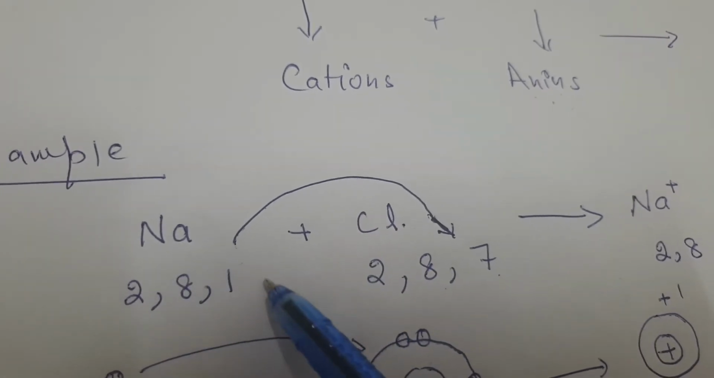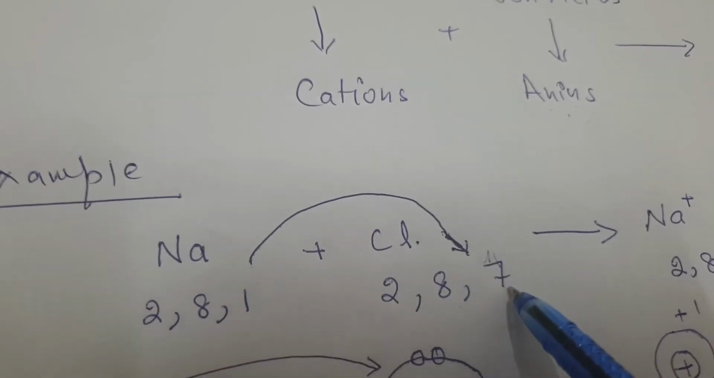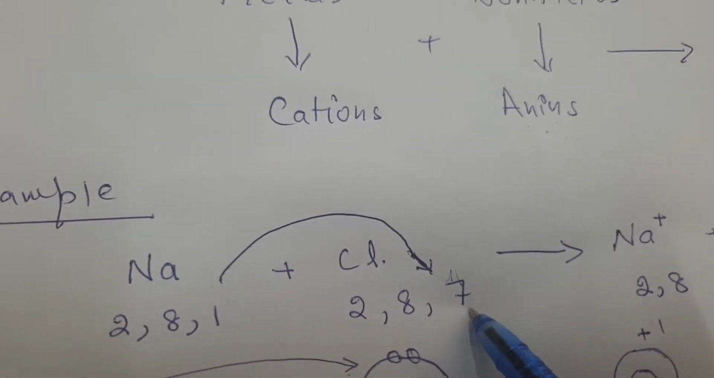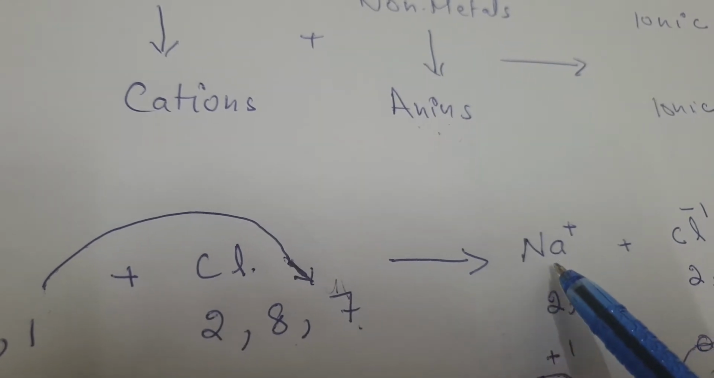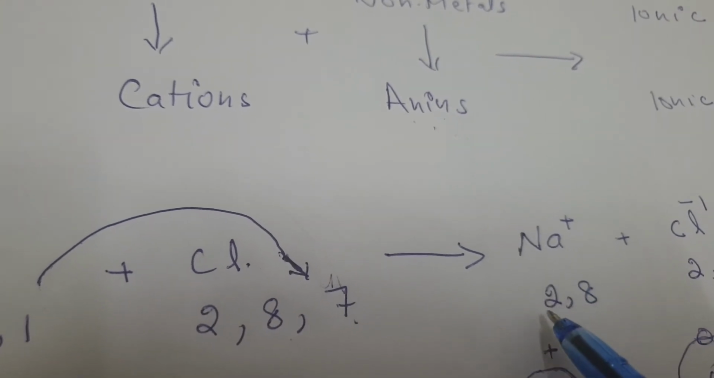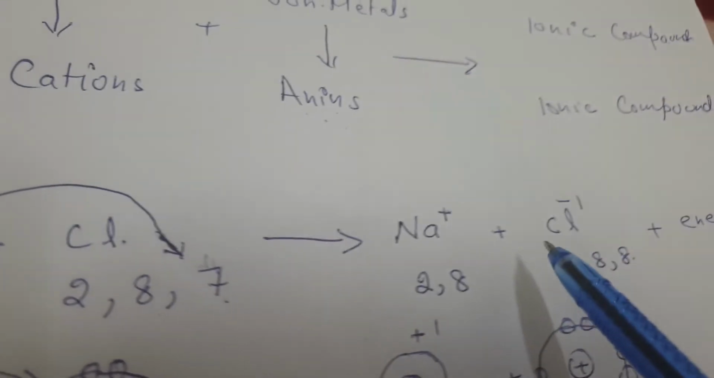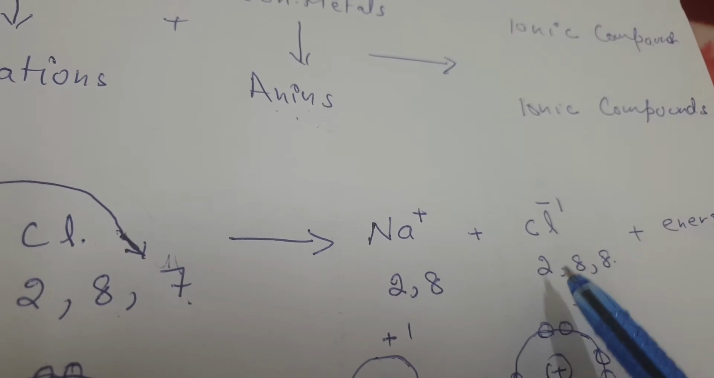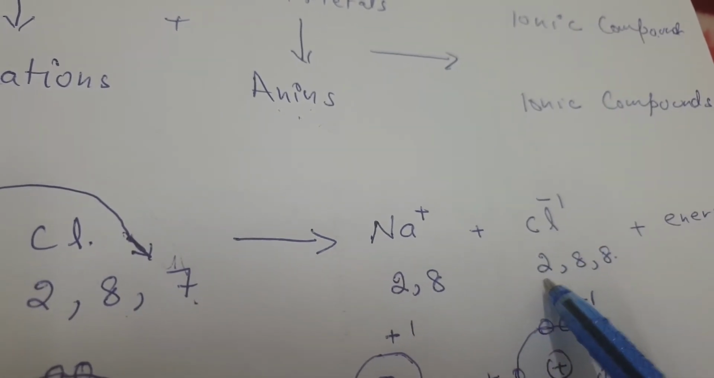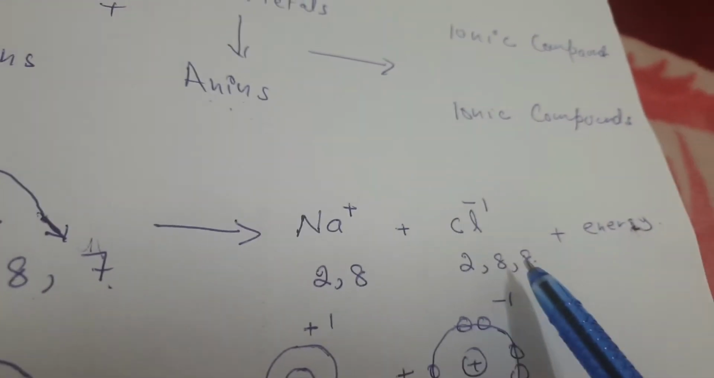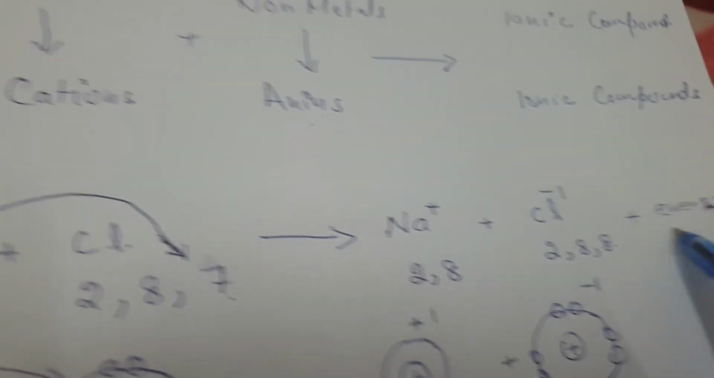So sodium, from the last shell, will lose 1 electron and it will be gained by chlorine in the last shell. So after losing this electron, sodium becomes a cation with 2 electrons in the first shell and 8 electrons in the second shell, and chlorine will gain an electron and becomes an anion with 2 electrons in the first shell, 8 electrons in the second shell, and 8 electrons in the last shell, with the loss of energy.